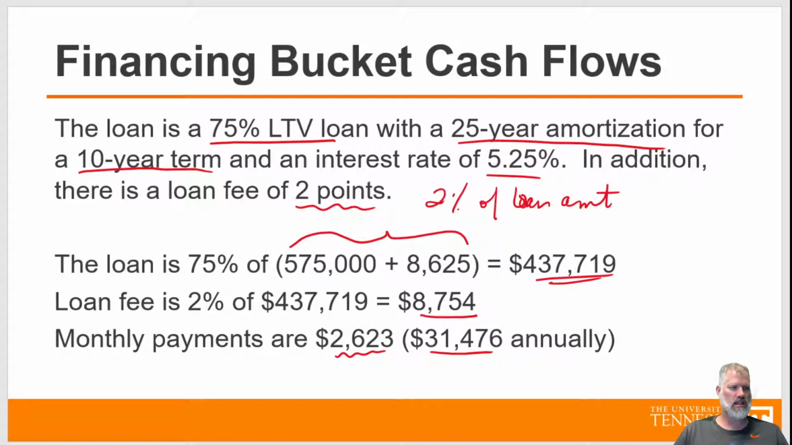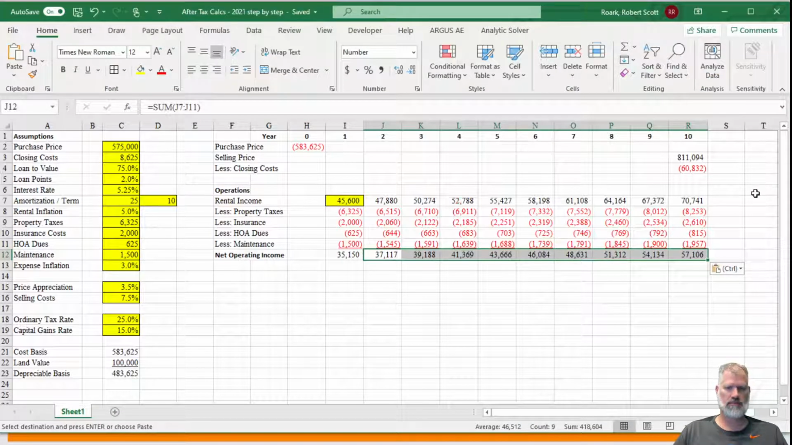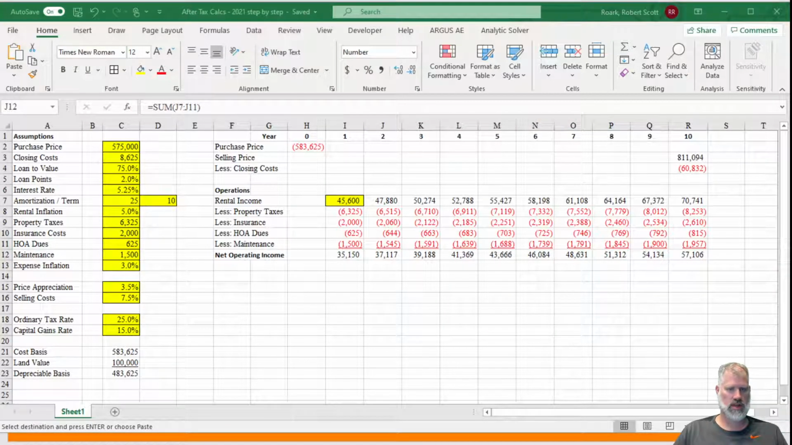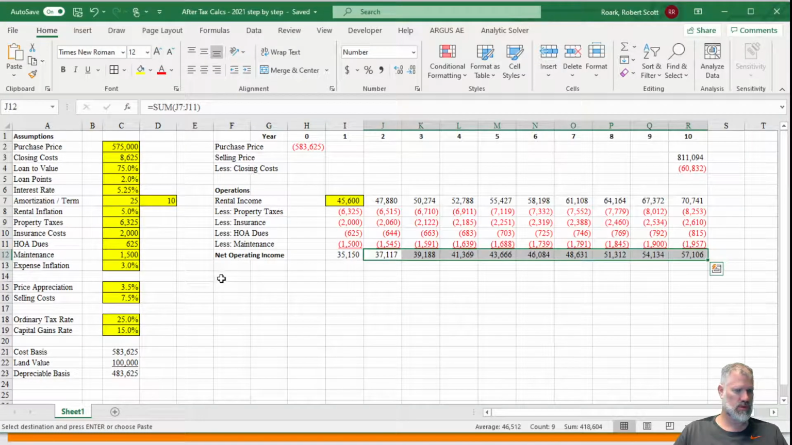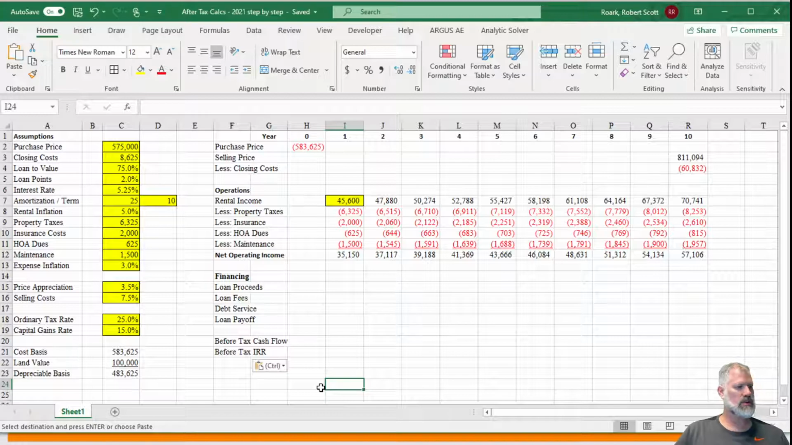And at this point, I think we can go back to the spreadsheet and fill in this financing portion. So let me go back here and let's start populating the financing. So I'm going to just go ahead and copy in my little template piece, and then we'll fill in each of these parts. So we've got some loan proceeds to deal with, loan fees, debt service, the loan payoff, and then we're going to come up with our before tax cash flow or before tax IRR.